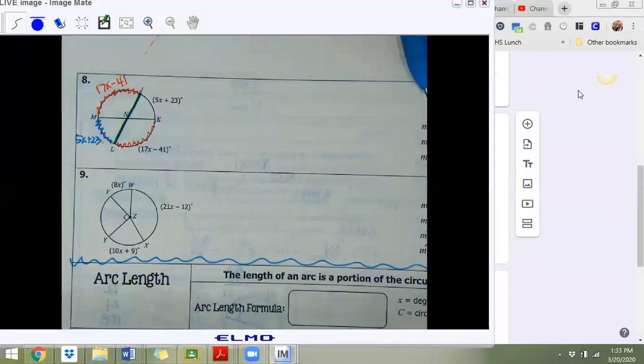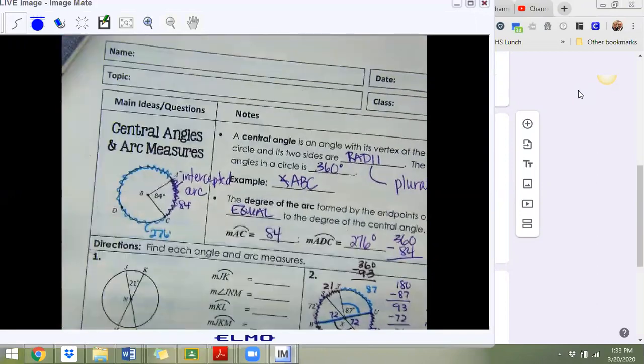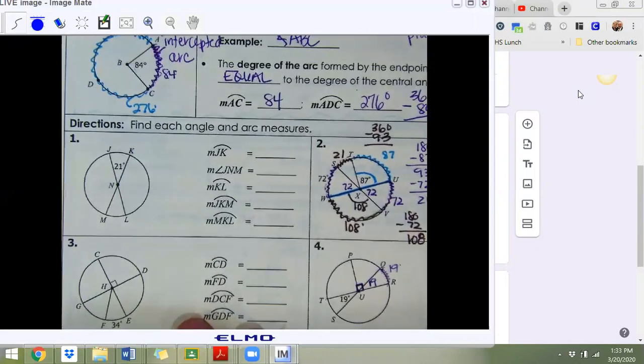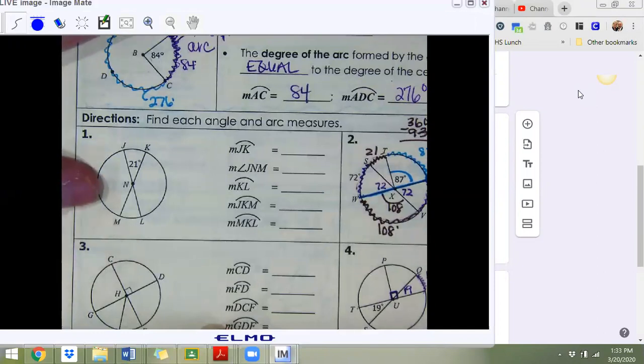Yes, Jaden. I have a question. Yep. I can't figure out, on number 1, the measure of arc JKM and the measure of arc MKL. I don't know how to find them. Can you repeat that, Ellie? I don't get how to find the measure of arc JKM and the measure of arc MKL.